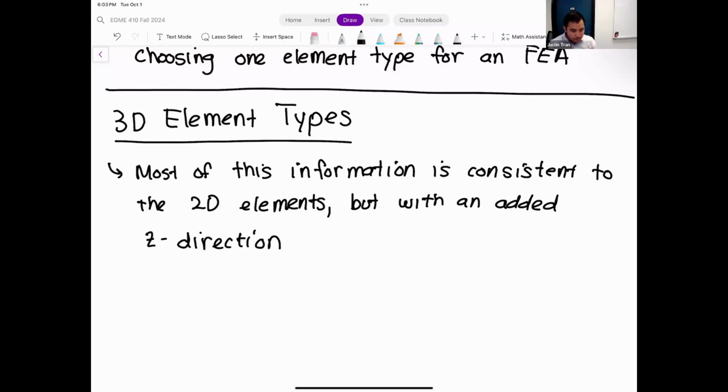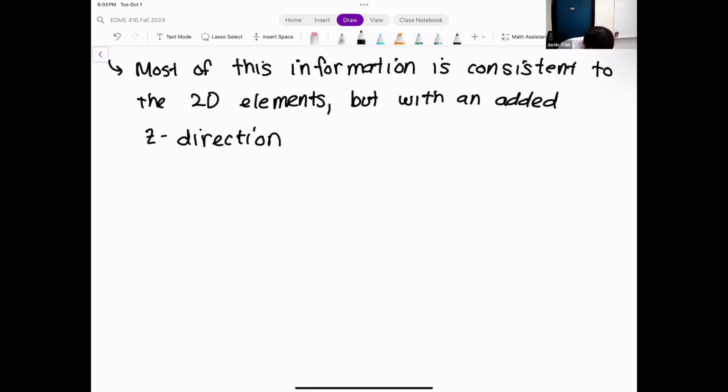So I'm going to go through this fairly quickly. I do want to finish these lecture notes today, and we have about half the time that we had last time, but a lot of the information that we've covered in 2D elements applies here. Just like we did last Thursday, let's start with the linear triangular element. In 3 dimensions, the triangular element is a tetrahedron.